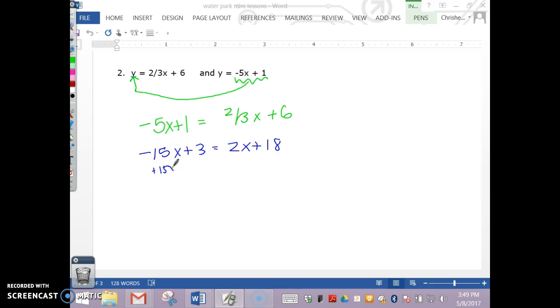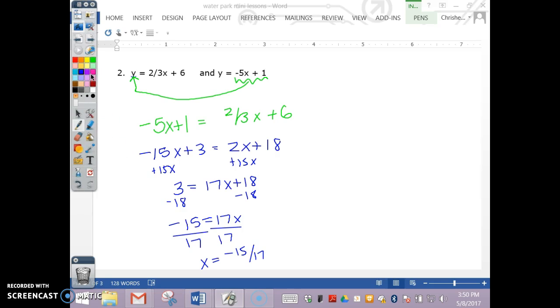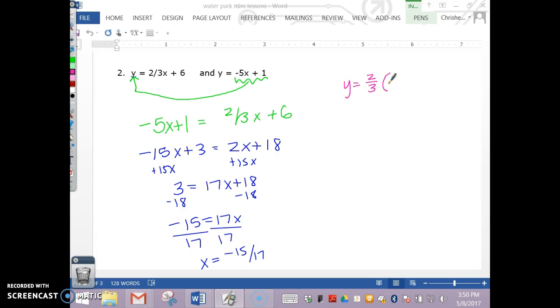So in this one, I'm going to add 15x to both sides. I'll subtract the 18 from both sides. Divide by 17. Oh, this is no fun. So x is negative 15 over 17. To get my y value, I've got to plug it back in to both of them, and I'll get the same answer. So y equals 2/3 x plus 6. Well, I might as well just do it now.